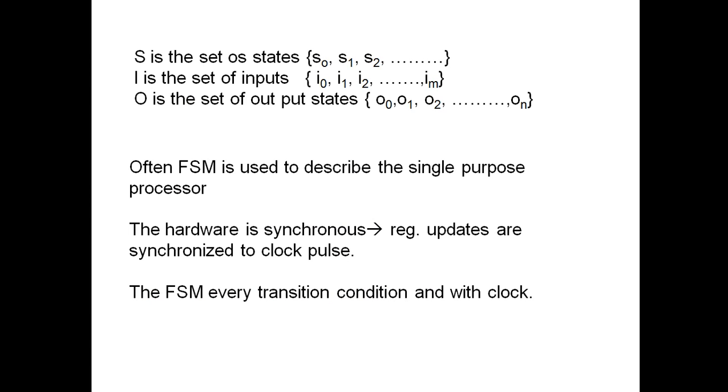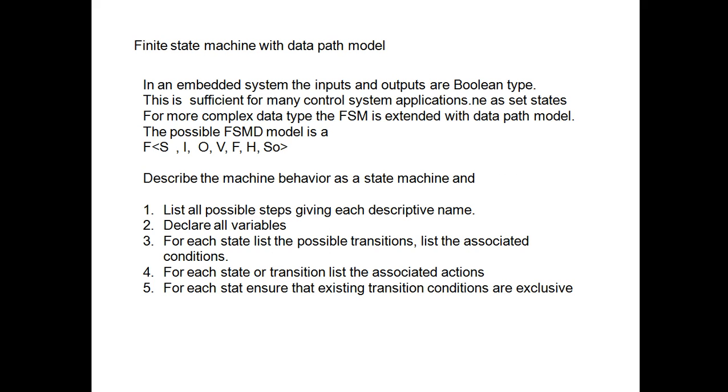Let's go to the next slide. Finite state machine with data path model. In an embedded system, the inputs and the outputs are Boolean type. This is sufficient for many control system applications. For more complex data types, the FSM is extended with a data path model.